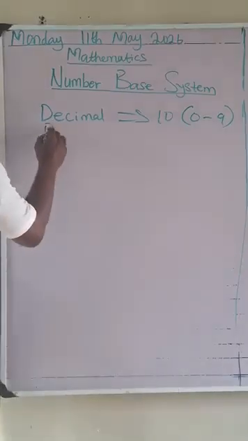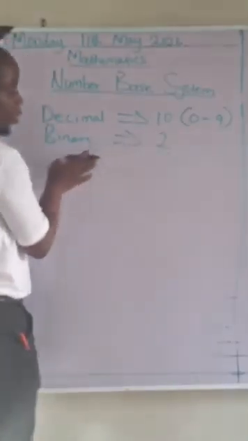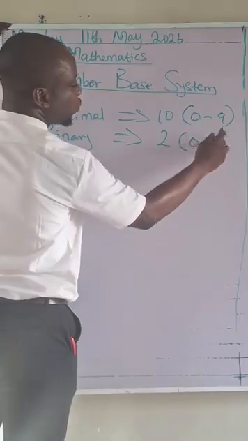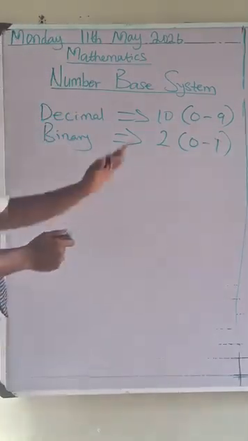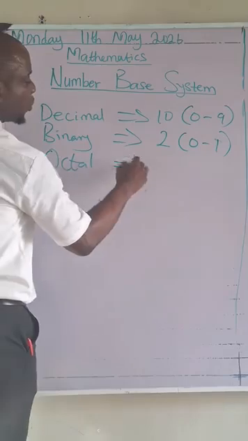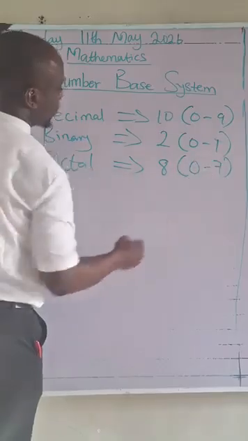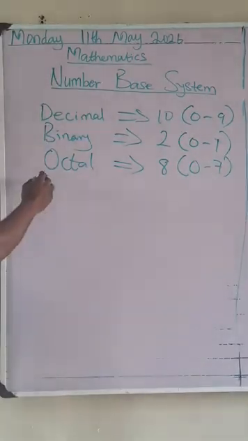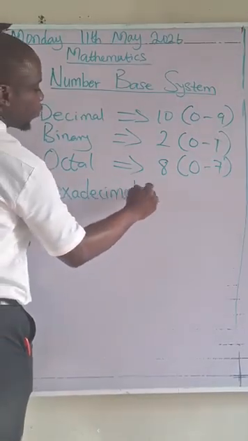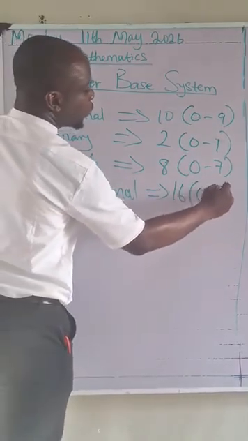When you talk about binary, for instance, that is base 2. It is a number in base 2, which contains numbers from 0 to 1. Okay, just these two. Now we have another one which we call the octal, which is a number in base 8, containing numbers between 0 and 7. And the common one we have again is the hexadecimal, which is a number in base 16, containing numbers between 0 and F.